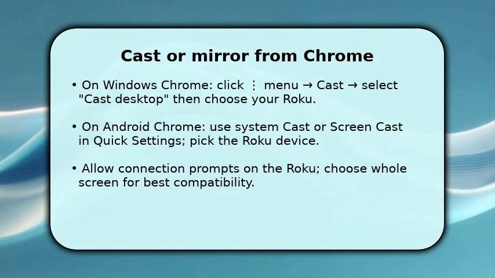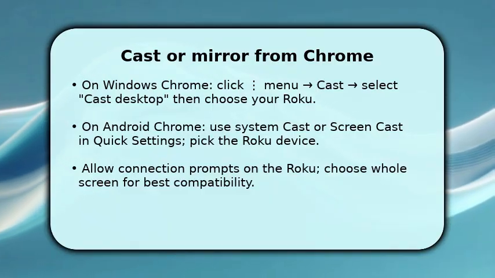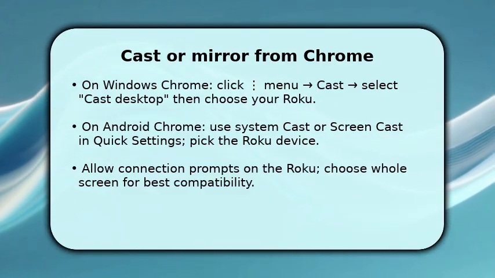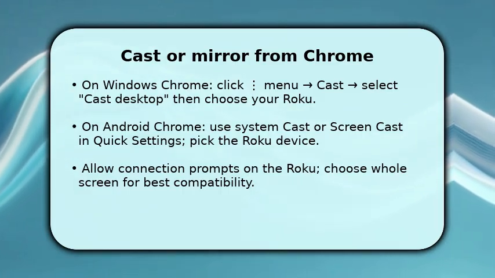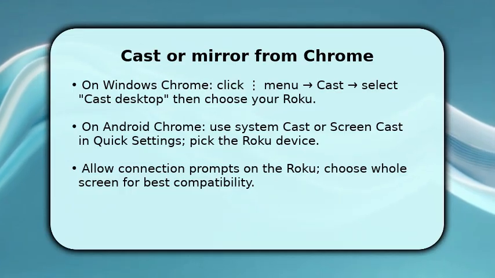Next, initiate the actual cast. On a Windows PC, open Chrome, click the three-dot menu, choose Cast, then pick Cast Desktop and select the Roku showing in the list. This sends the whole screen including Chrome.